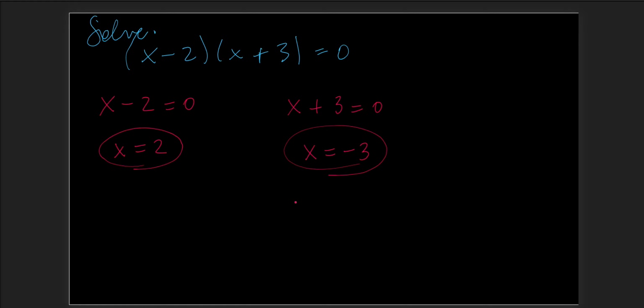That's really all there is to that. Because you want to know what's going to make this whole side 0, and then over here what's going to make that 0. So we take each one separately, set them equal to 0, and solve.